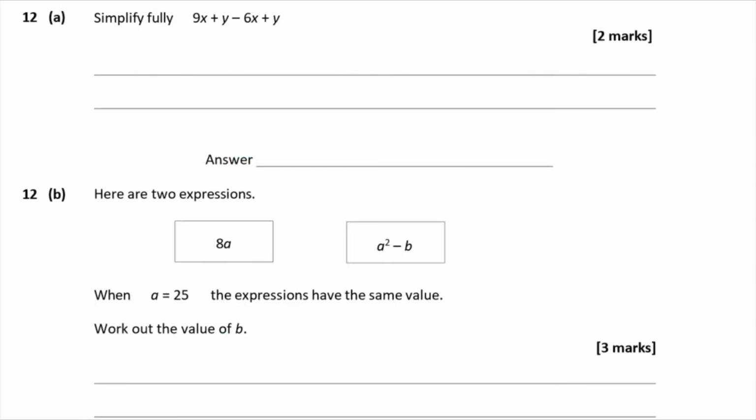Question 12a, simplify fully 9x plus y minus 6x plus y. Okay, now this is a collecting like terms question. So we've got a 9x term and a minus 6x term that are alike, and we have a plus y and a plus y that are alike. So add the x's together first. 9x take away 6x, that is going to be 3x, isn't it? Kind of combining the yellow ones together. And then y plus y, well, that's just 2y, isn't it? So adding the green ones together, I'm going to get 3x plus 2y.